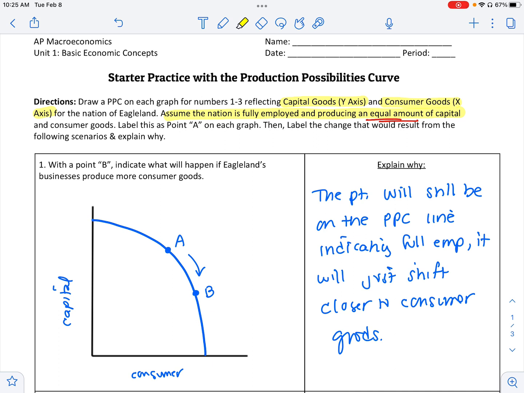So with point B, in number one, we're going to indicate what will happen if Eagle Land's businesses produce more consumer goods. There's nothing here about the land, labor, and capital not being utilized as fully as it was before, so we're going to assume that we're still fully employed. We're going to draw an arrow and put the new point B just to the right, closer to the consumer goods. We wouldn't put it all the way down because we're not getting any information to support that they're producing all consumer goods and no capital, just that we're going to move closer to the consumer.